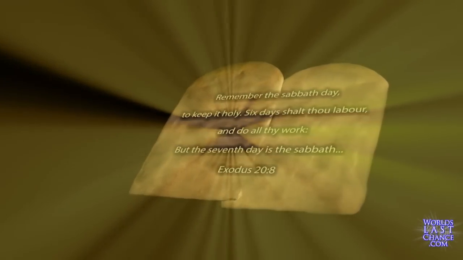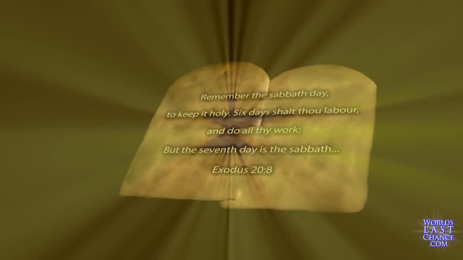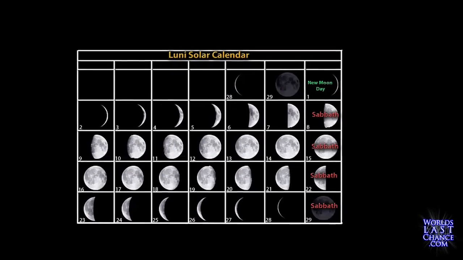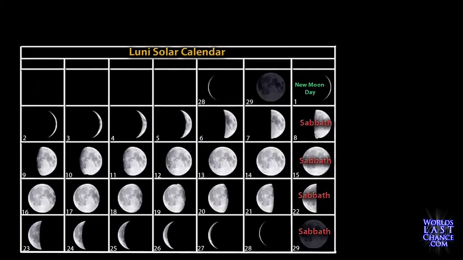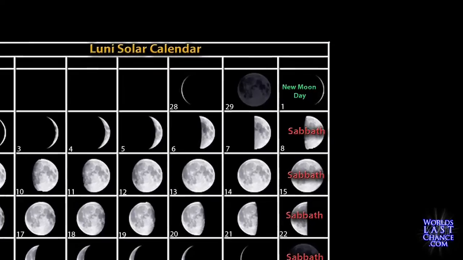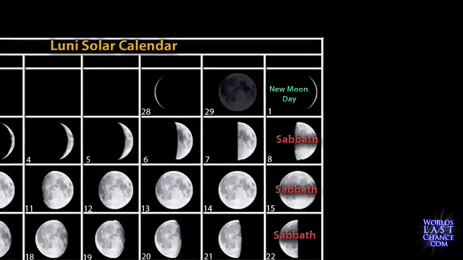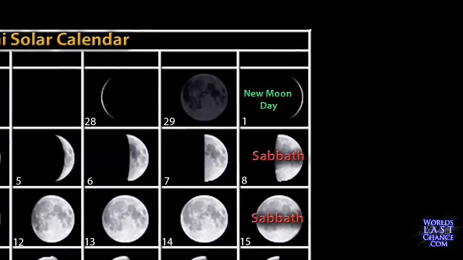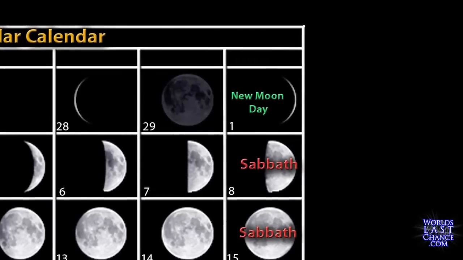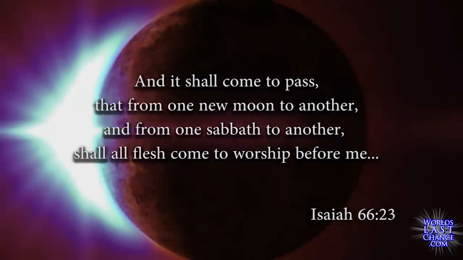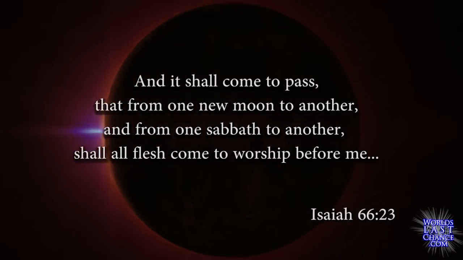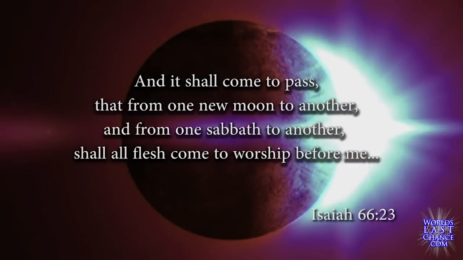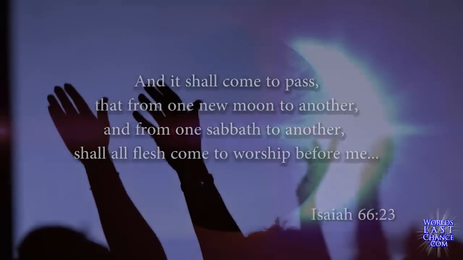Those desiring to show their allegiance to the Creator will worship Him on the day He has designated. To find the correct day of worship, the Luni-Solar Calendar established at creation must be used. Scripture reveals that the calendar used for worship throughout all eternity will be based upon the new moon. "And it shall come to pass that from one new moon to another, and from one Sabbath to another, shall all flesh come to worship before me."